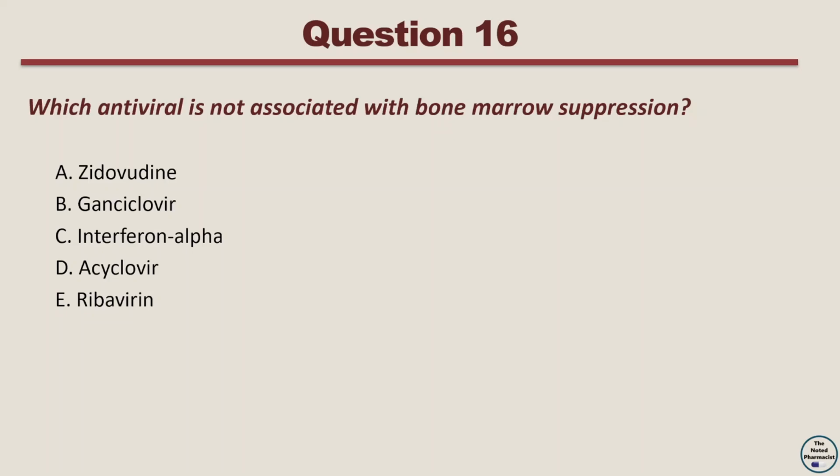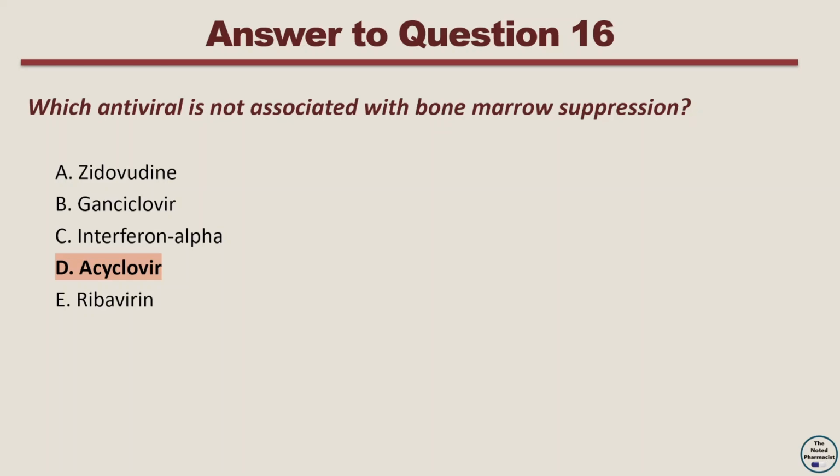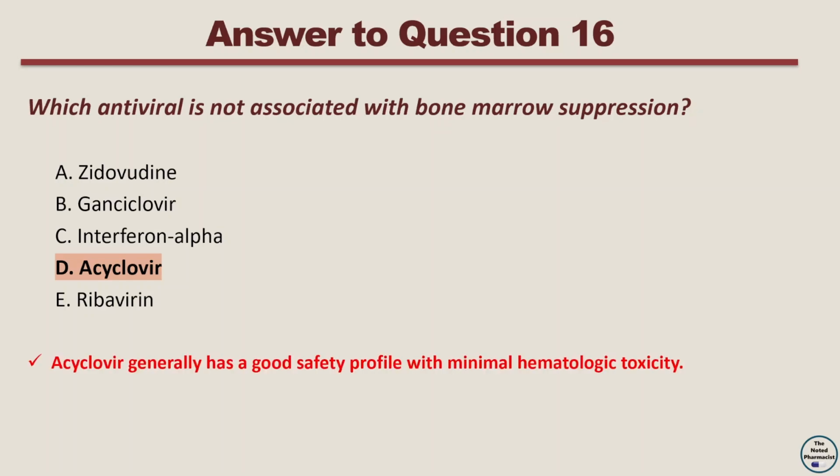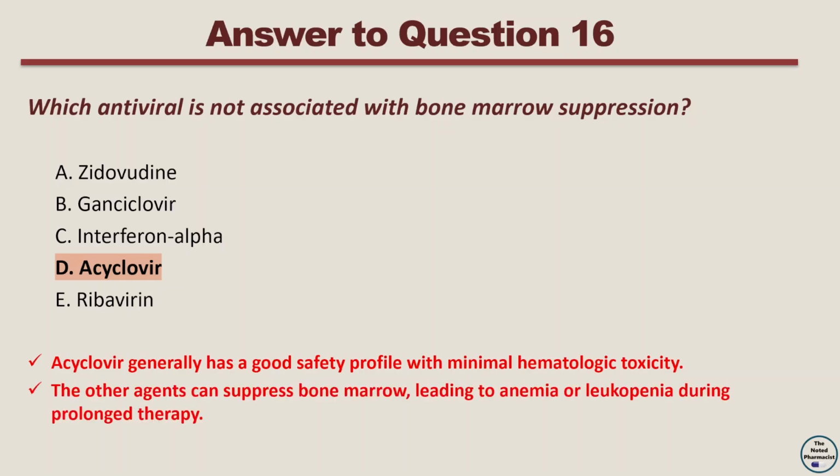The correct answer is option D, acyclovir. This is because acyclovir generally has a good safety profile with minimal hematologic toxicity. The other agents can suppress bone marrow, leading to anemia or leukopenia during prolonged therapy.